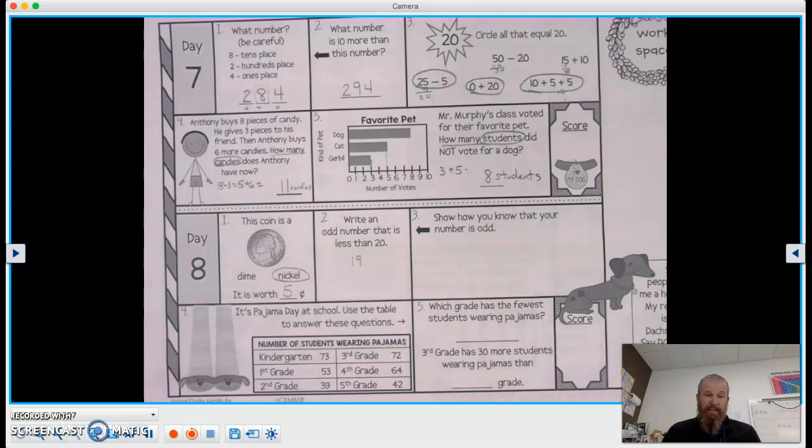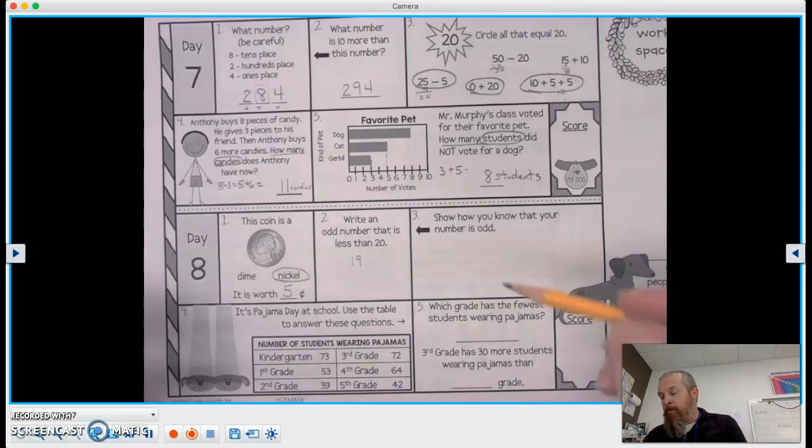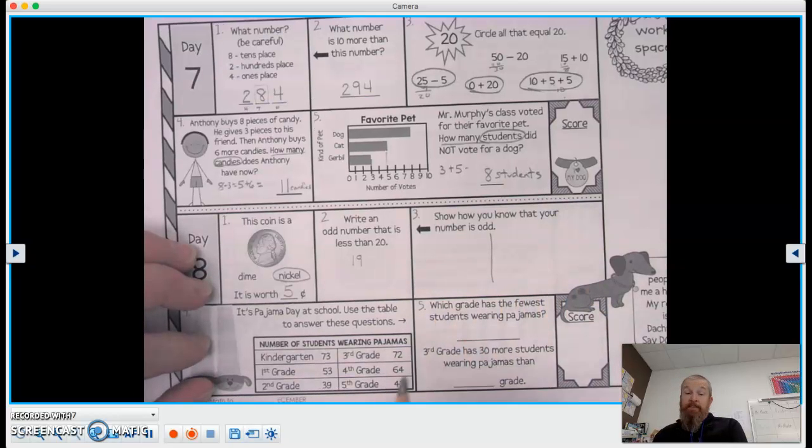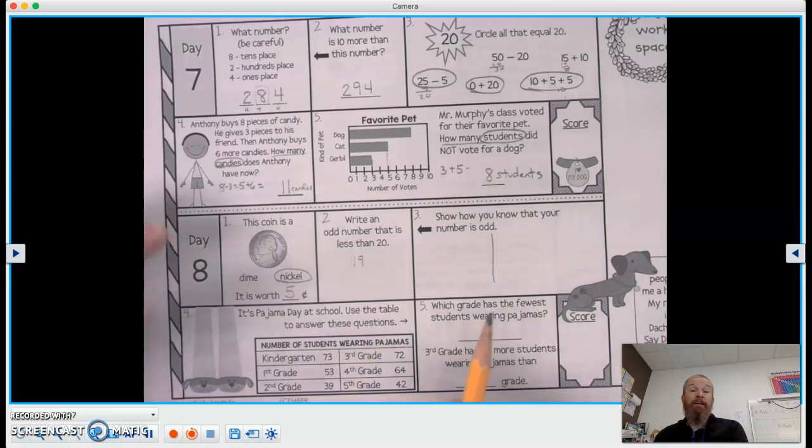Well, one, because it ends in an odd number. Okay? But I want to show, because even numbers have to have the same amount on both sides. Okay, so I'm going to break this into 2 equal groups. If it's equal, it's an even number. If it's not equal, it's odd.